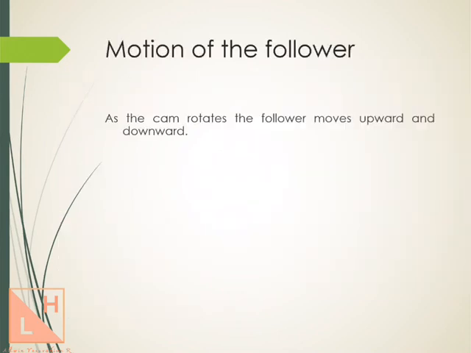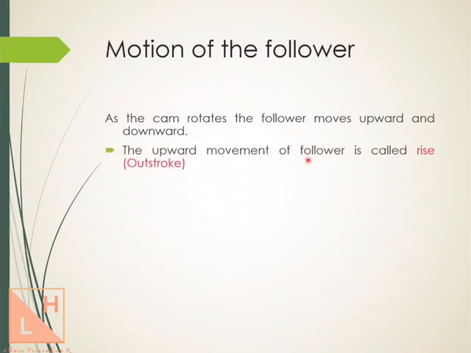The motion of the follower. As the cam rotates, the follower moves upward and downward. When the follower is moving upward, we call it rise, or it is also called the outstroke. The downward movement is also there for the follower. As we see, the follower will have two different motions: one is upward and the other is downward. The downward movement is called fall, or it is also called the return stroke.